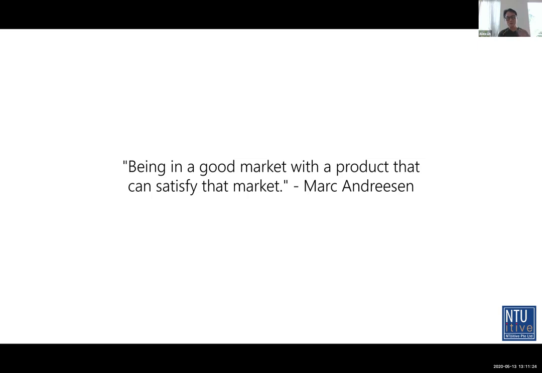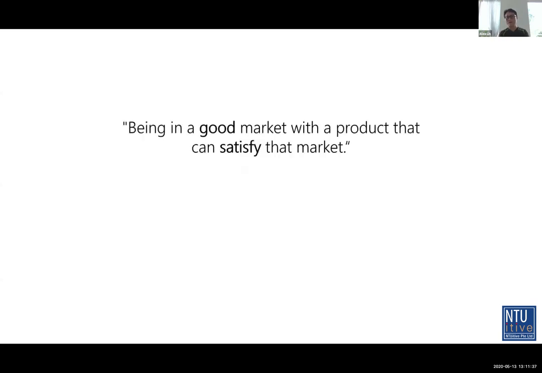The investor most of the time is totally neutral about you and your product. He's looking at you as a product, and whatever you are selling must be able to sell fast. So having understood that, being in a good market with a product that can satisfy the market is a form of product market fit.